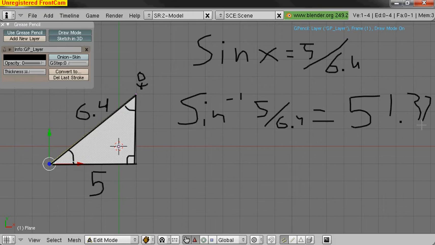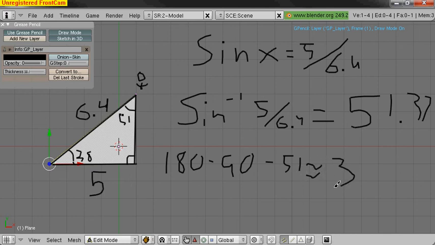Now, does that agree with what we got before? This is a good way to check it. We say this is 51. And then for this one, we got 38 point something, 39. And we know this angle is 90. And we know that triangles add up to 180. So 180 minus 90 minus 51, approximately, what do you know? It's roughly 39 or 38. So, just generally speaking, we know that these answers do make sense. We didn't get 1.3 or something. We didn't get something really off.